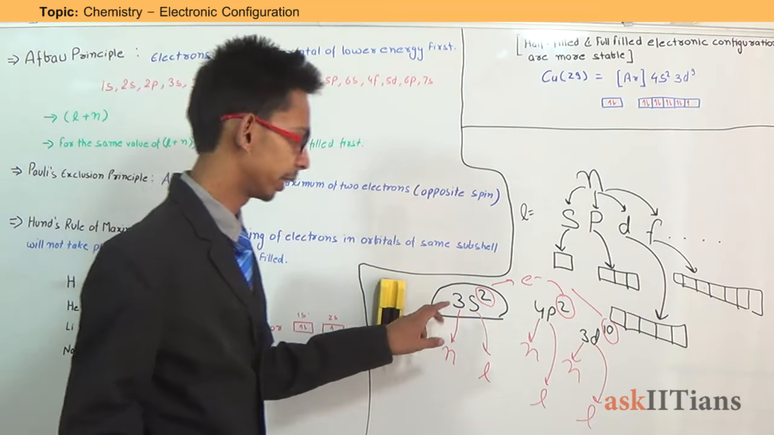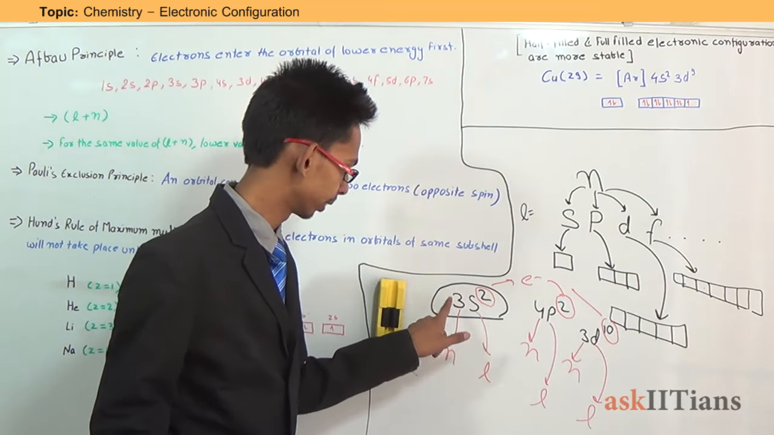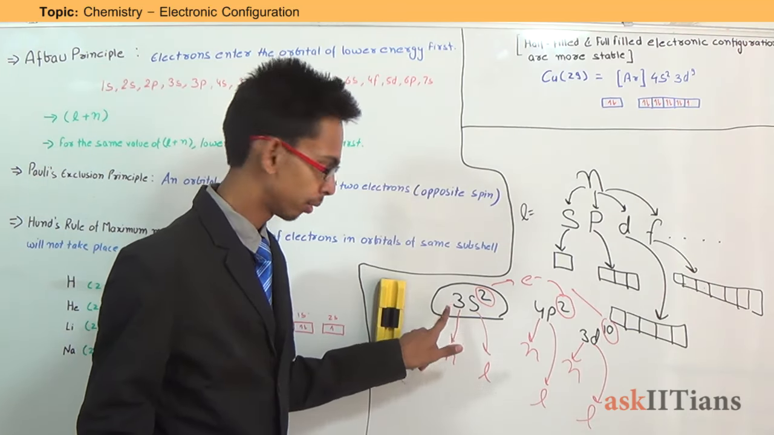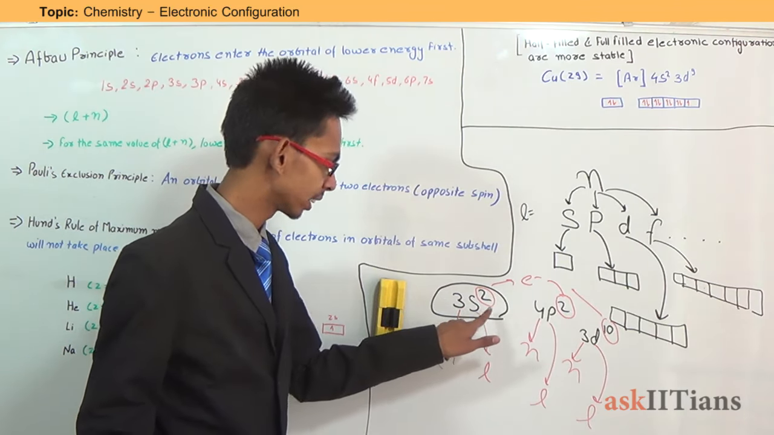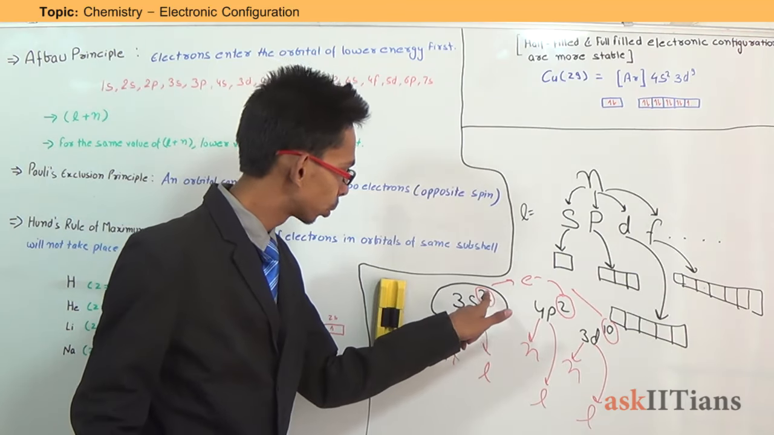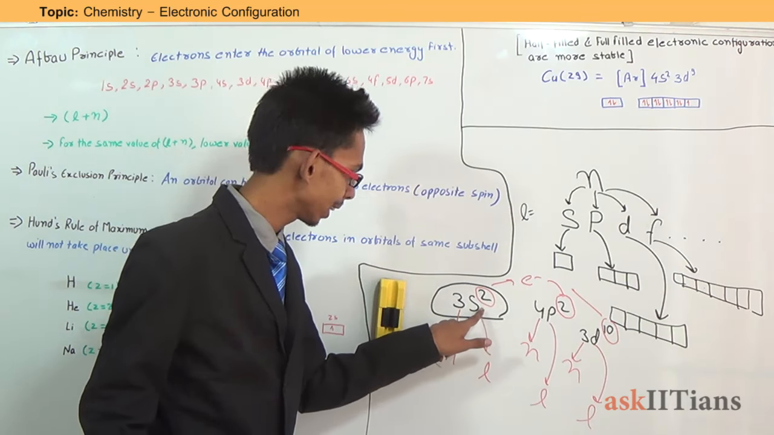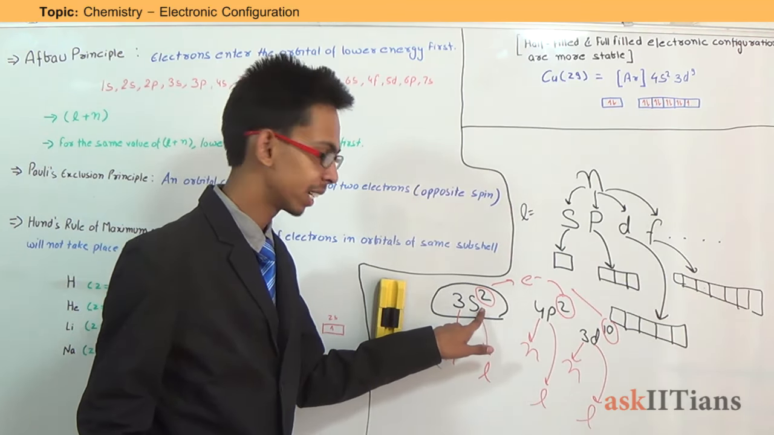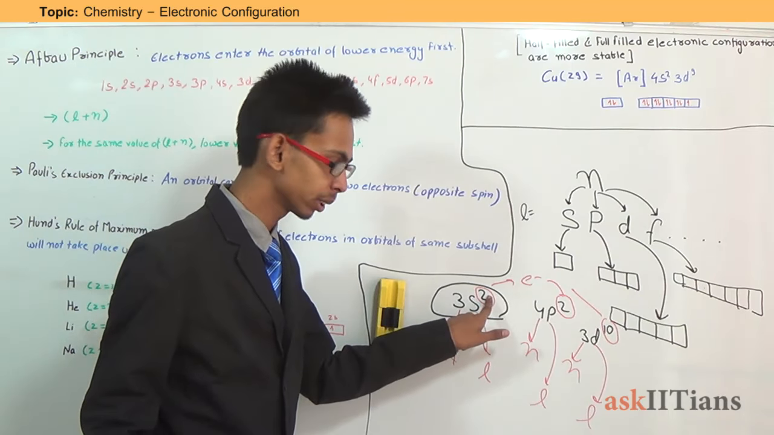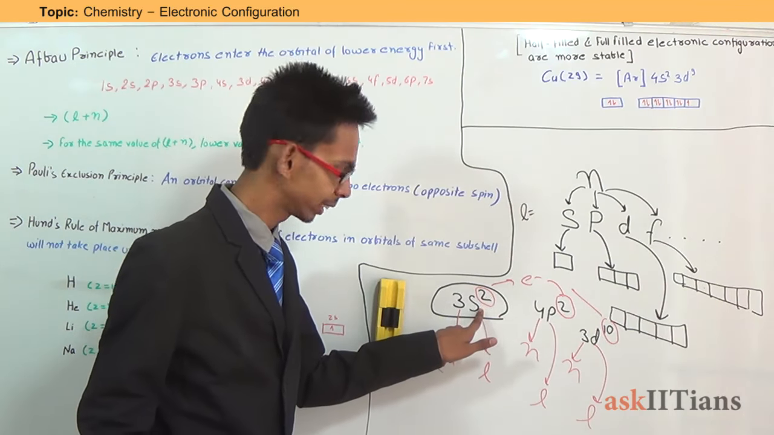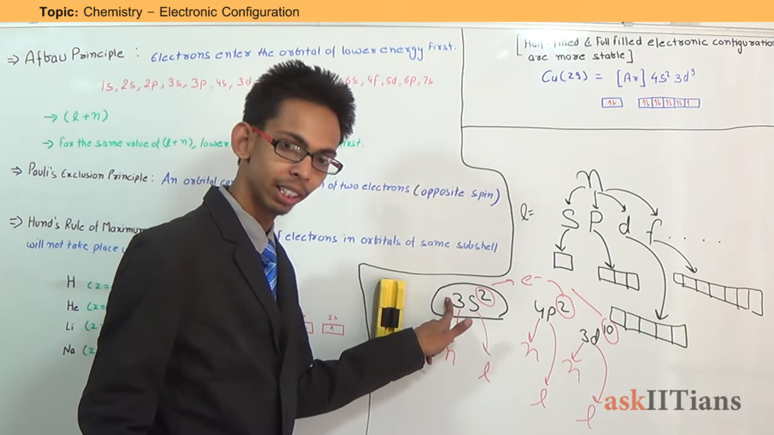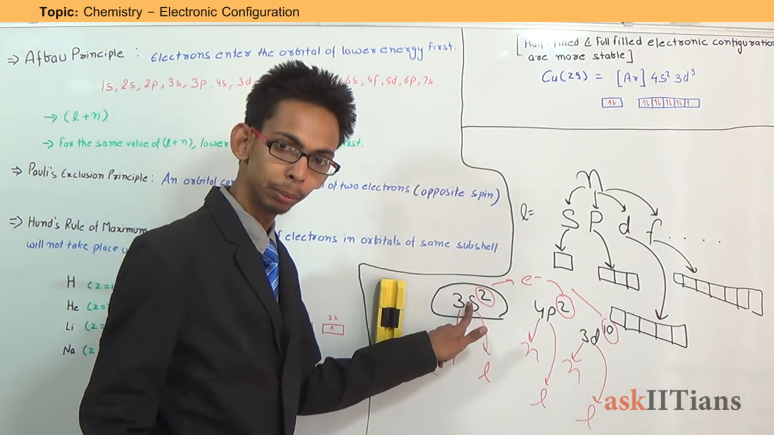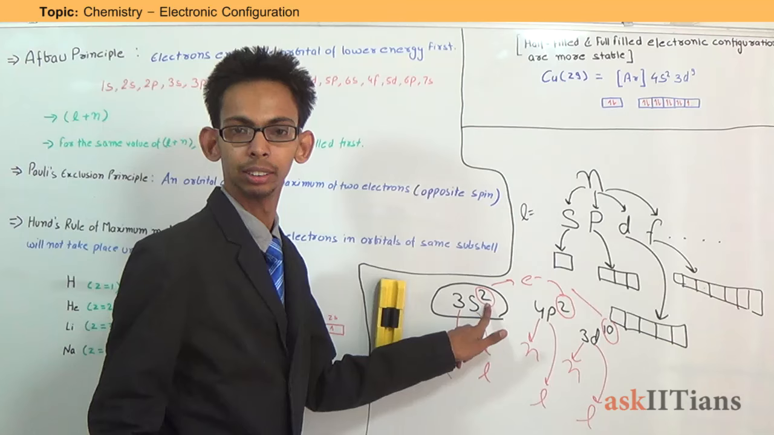So electronic configuration contains 3 parts. First is the principal quantum number. For this, the principal quantum number is 3, so 3s2 represents that 2 electrons are present in the s subshell. These 2 electrons are present in the orbital of the s subshell of the third shell. Third shell, s subshell, and 2 electrons are present.